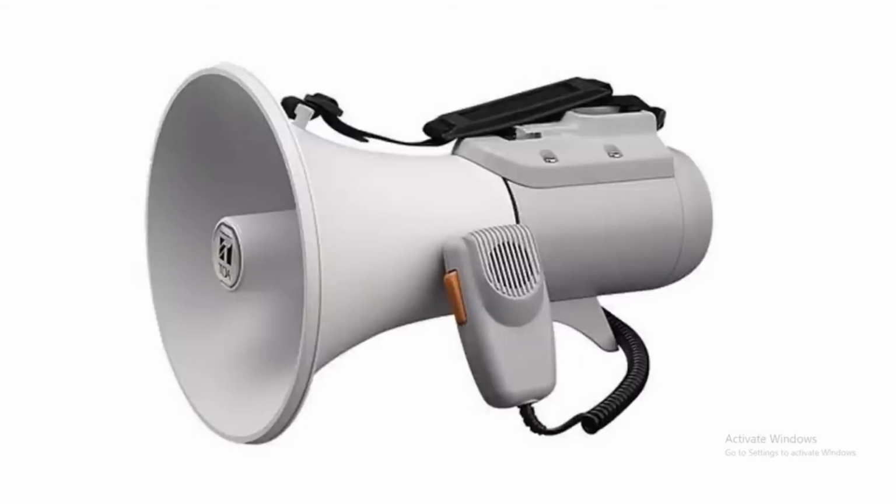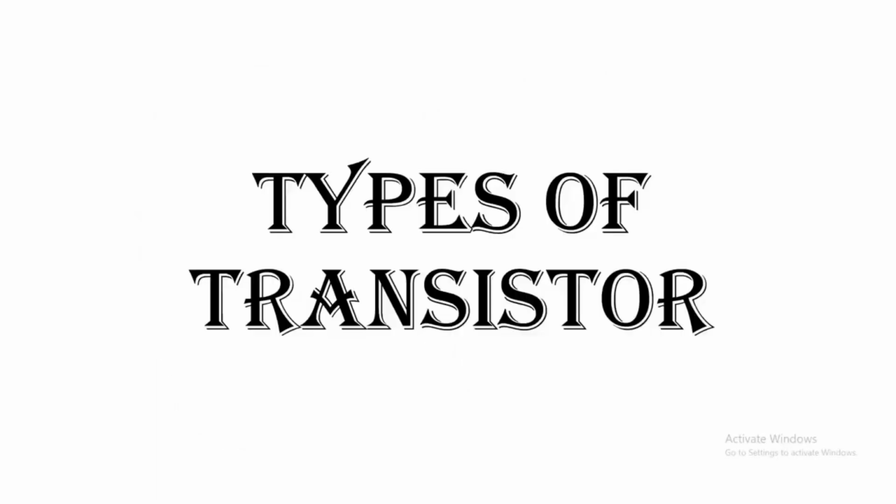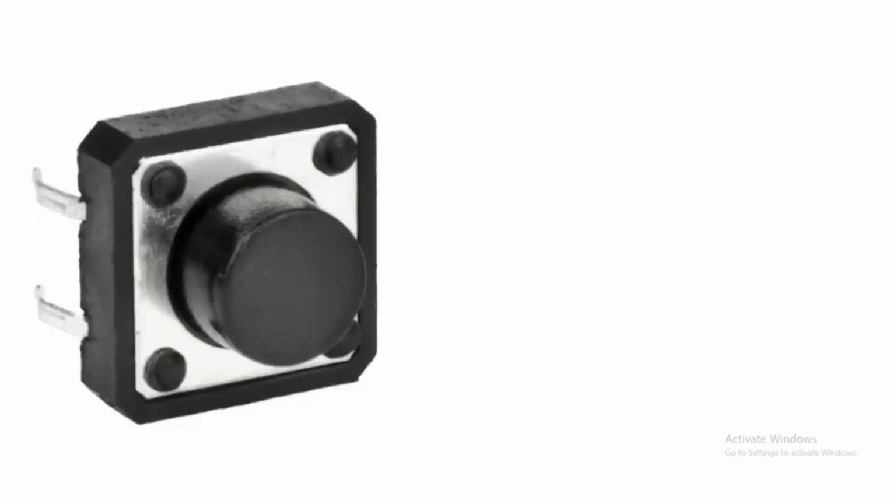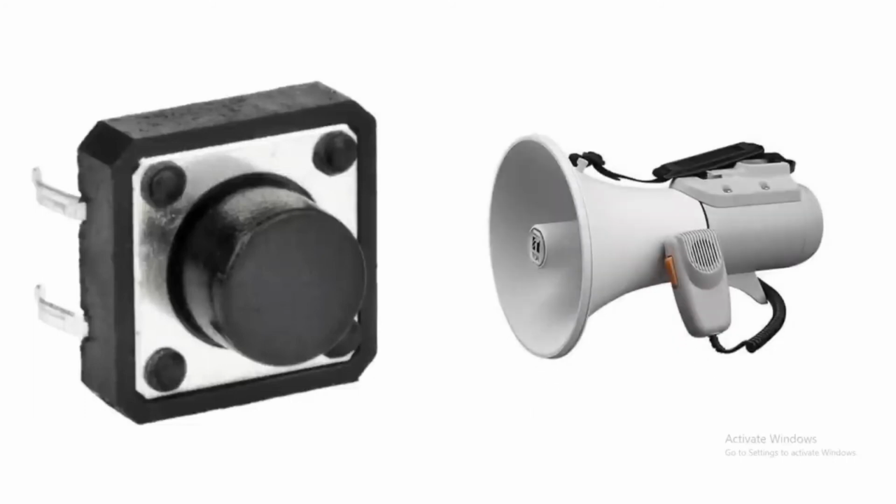The second example of amplification is that when your signal is very low, you need to increase that signal. So then we are using the transistor. I hope you understood. Types of transistor. I told you before, the function of the transistor is switching and amplification. But now I will tell you the types of transistor.